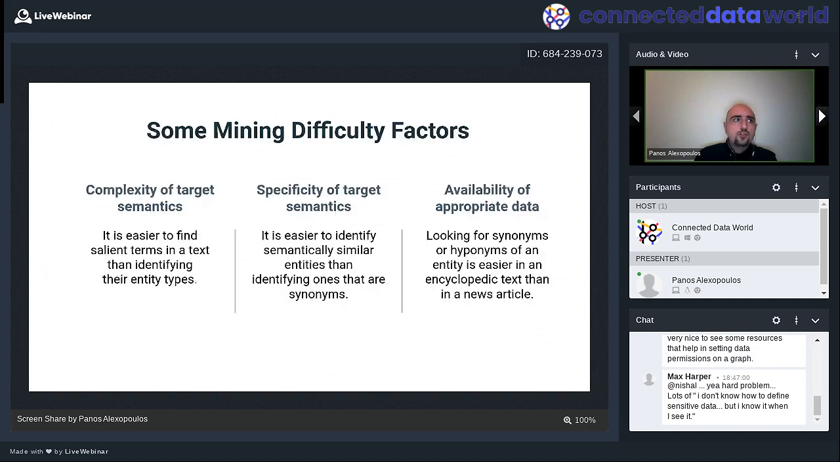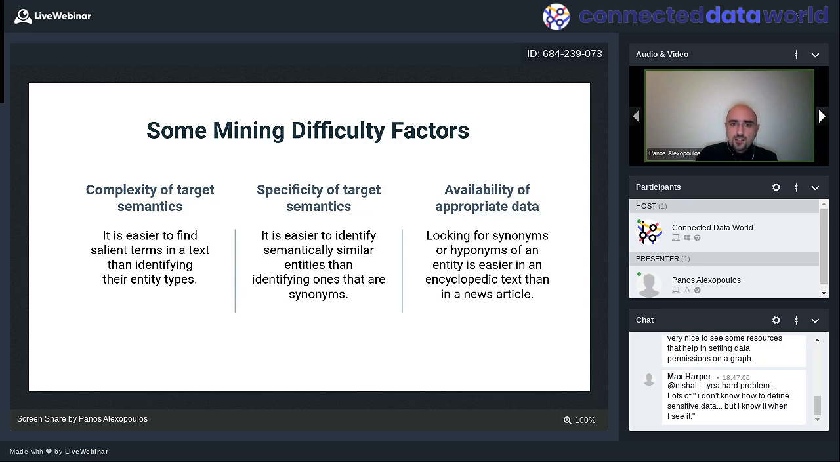Now, how easy or difficult this kind of extraction will be depends on a number of things. It depends, first of all, on the complexity of the target semantics. So to give you an example here, if we just want to find salient terms in a text, so what are the terms in a given text that seem to be more important, right? There are quite easy techniques to do that. There is the frequency or the TF-IDF metric. There are things like that. But finding exactly what entities are mentioned there is a more difficult task than that.